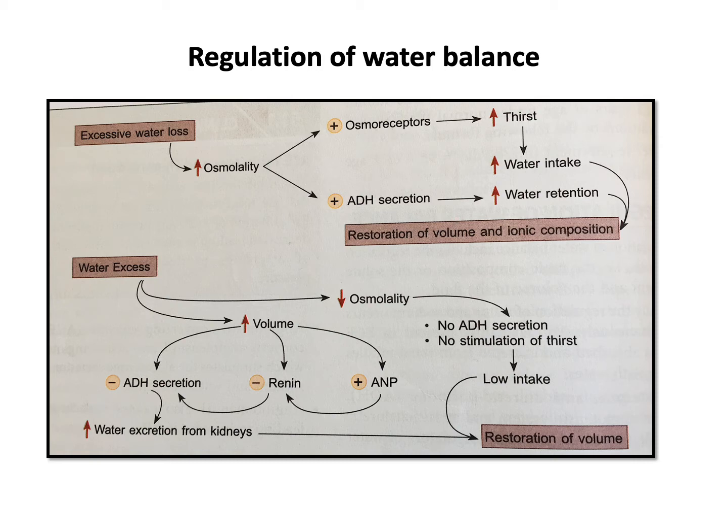On the other hand, when there is water excess, this will lead to a decrease in osmolality, which will stop ADH secretion and stimulation of thirst. This will decrease water intake and water retention. The increased volume leads to a decrease in ADH secretion and renin secretion, but an increase in ANP stimulation, leading to increased water excretion from the kidneys, leading to restoration of volume.